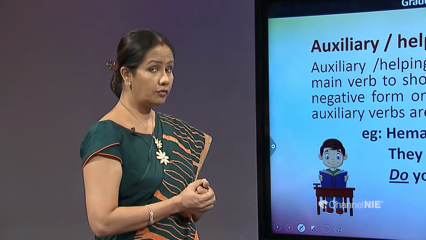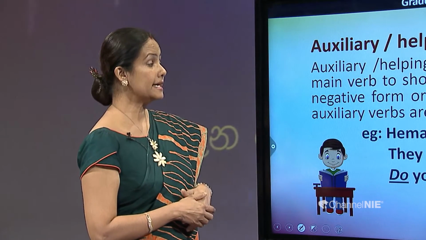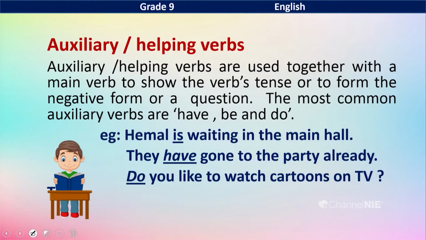in a negative form. Now look here, Hemal is waiting in the main hall. Now in this sentence, the main verb is waiting. So the word is is acting as a helping verb, an auxiliary verb. They have gone to the party already. And do you like to watch cartoons on TV? Here do is acting as a question helper.